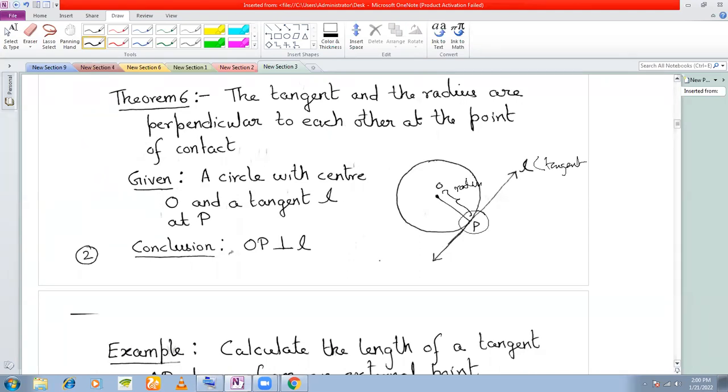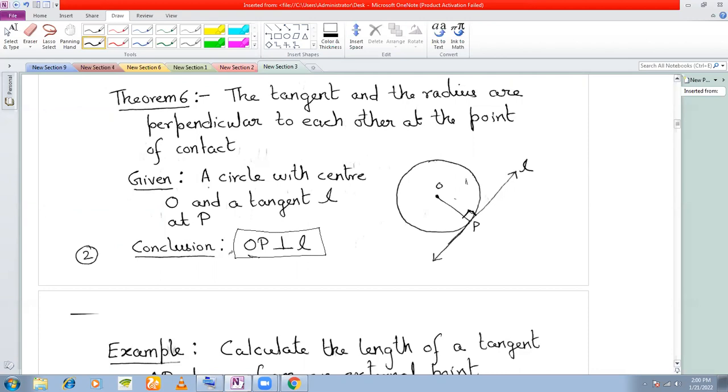Now, according to this theorem, if I have any radius, and if I draw a tangent to the circle, then the tangent and the radius must be perpendicular at the point of contact. That means this angle must be 90 degrees. So I have the tangent line L and a line through the center, the radius. They must be perpendicular to each other. This angle has to be 90 degrees. So your conclusion is that OP must be perpendicular to L.